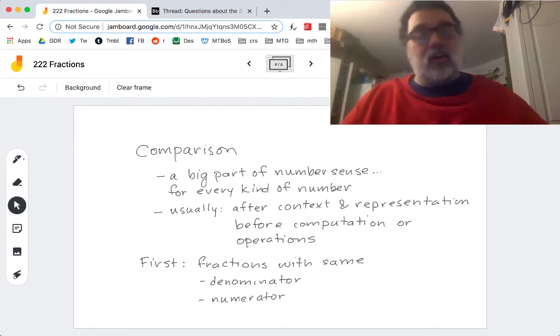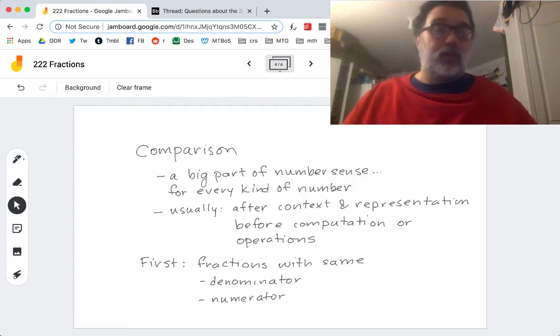Hello, we're ready for video number 2. This is about our second rational number content standard, thinking about comparison. Just like if you remember back when we were starting with other numbers, we made those number cards. We played games where we were comparing one number to another number.